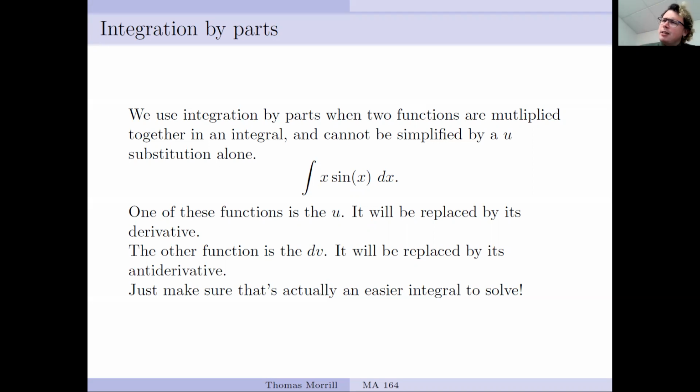When do I use it? And how do I know what part of the integral goes where? That's the point of this video. So we're going to use integration by parts anytime we have the integral of the product of two different functions.